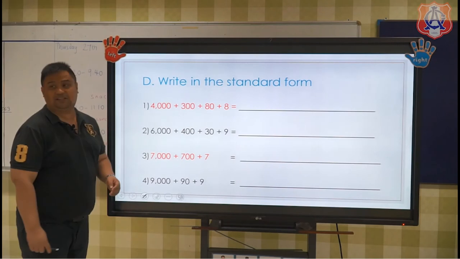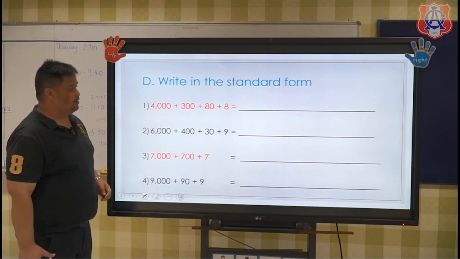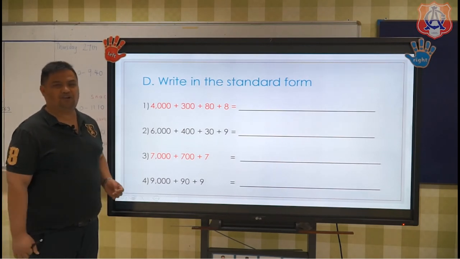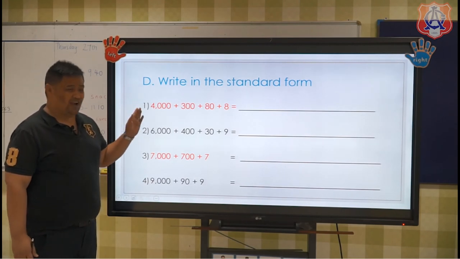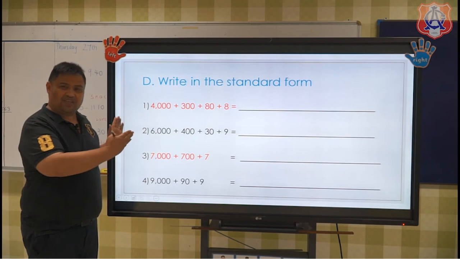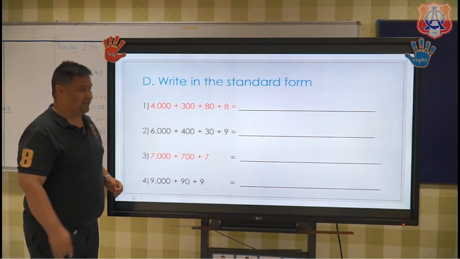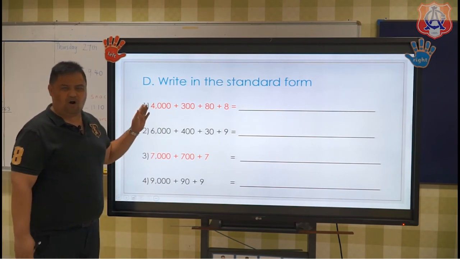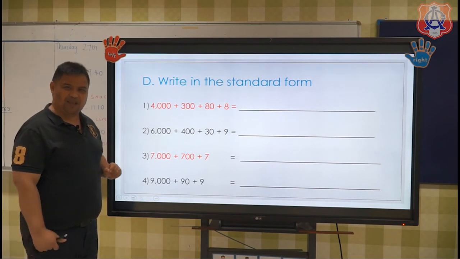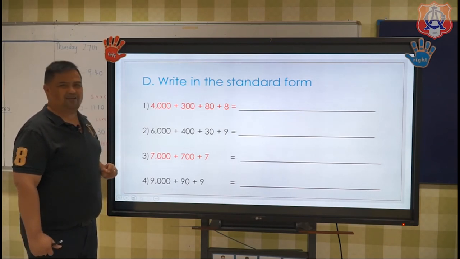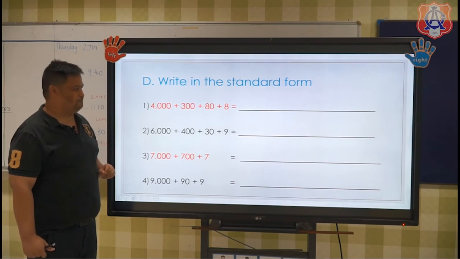All right? This is the standard form. And remember, we are going to look for the numerical figures. The standard form is the time where we have to add the thousands to the hundreds to the tens and to the ones. But this time we are looking for the standard form. Can you help me answer this? Let's begin with question number 1.